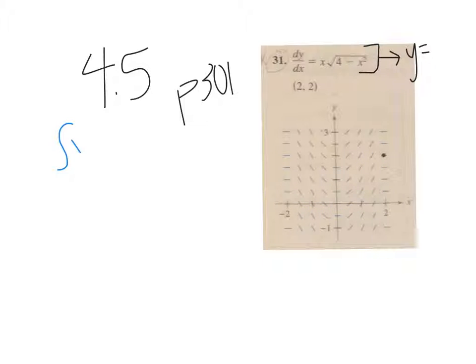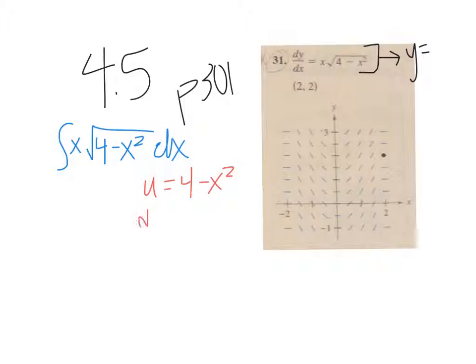Alright, so to find the particular solution, that means I'm just taking the integral of this. I'm trying to find the antiderivative. So here's where I am. We're going to do u-substitution. It looks like 4 minus x squared would be my u, just because it's on the inside there. And then if I find du, the derivative with respect to x, that's going to be negative 2x. So I have du equals negative 2x dx.